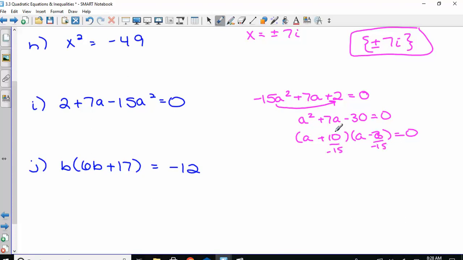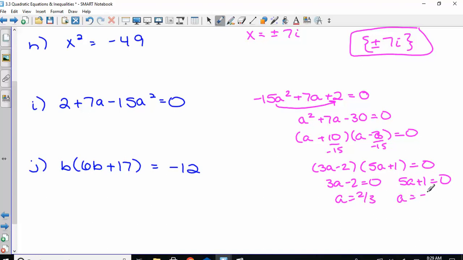All right, so this would reduce to negative 2/3, so that would be 3a minus 2. This is positive 1/5, so 5a plus 1. Set those equal to 0. So we get 2/3 and negative 1/5. Is everybody okay with that one?